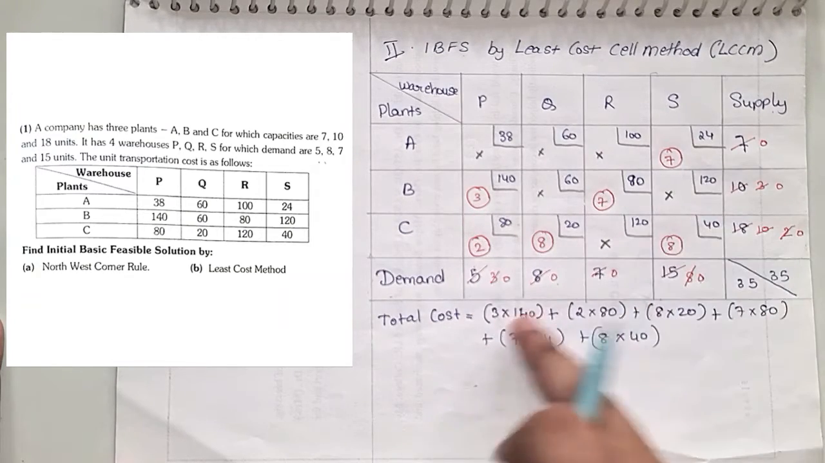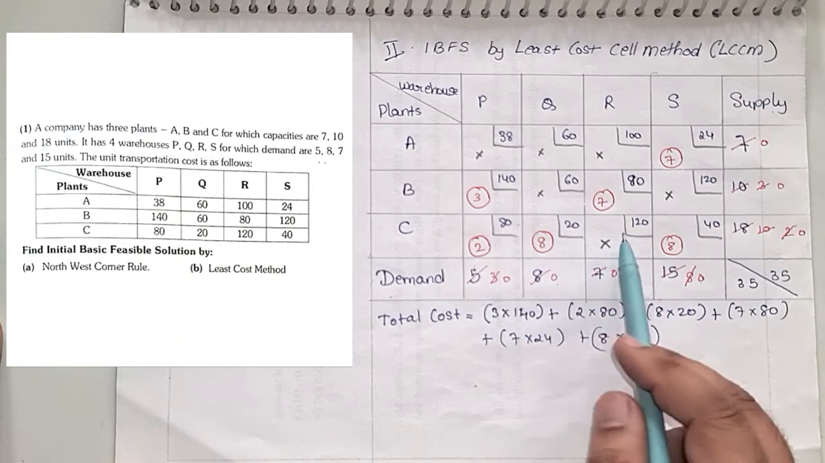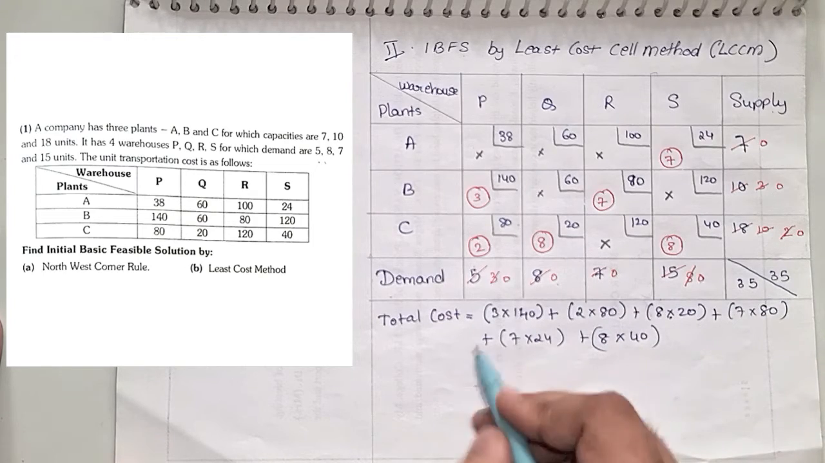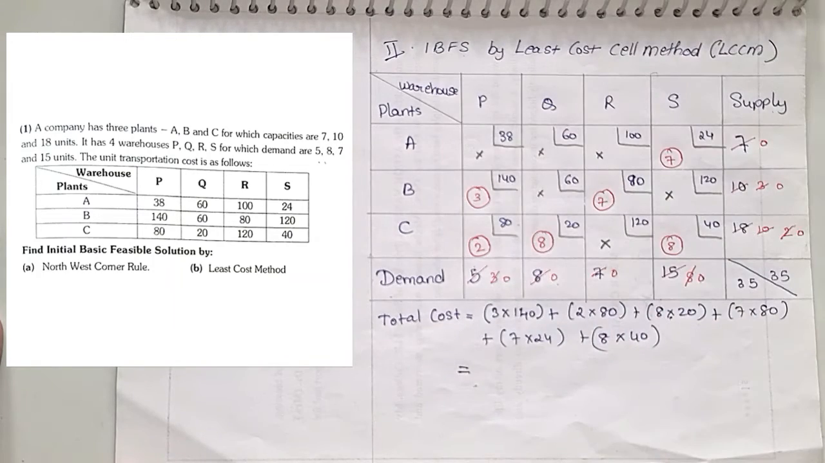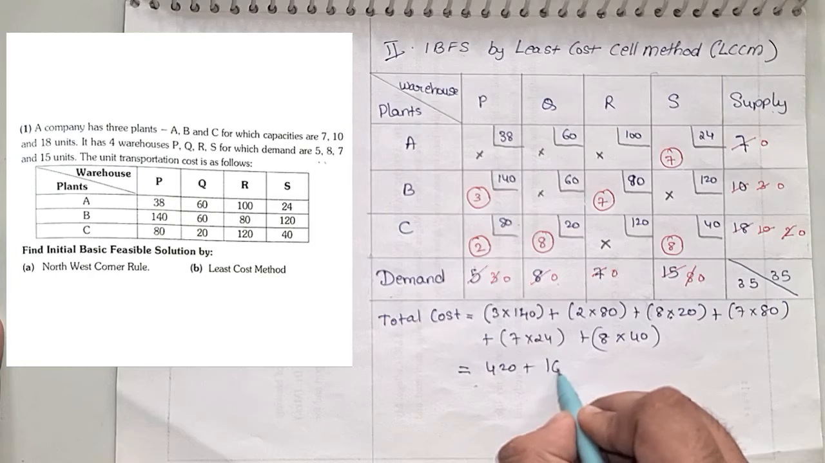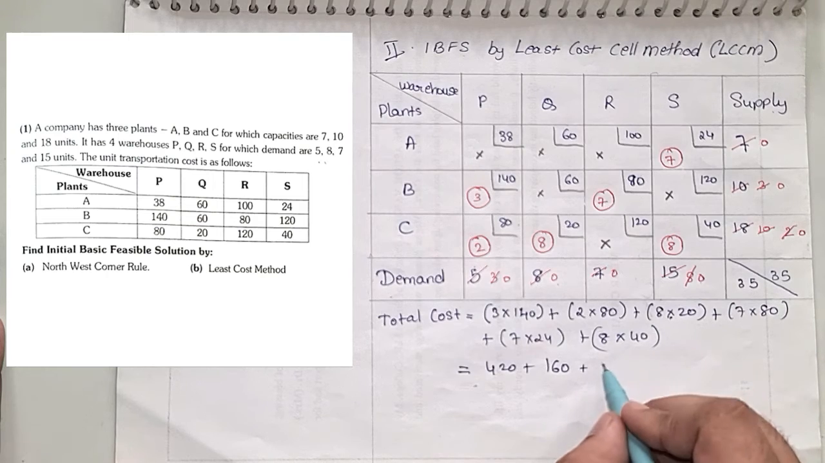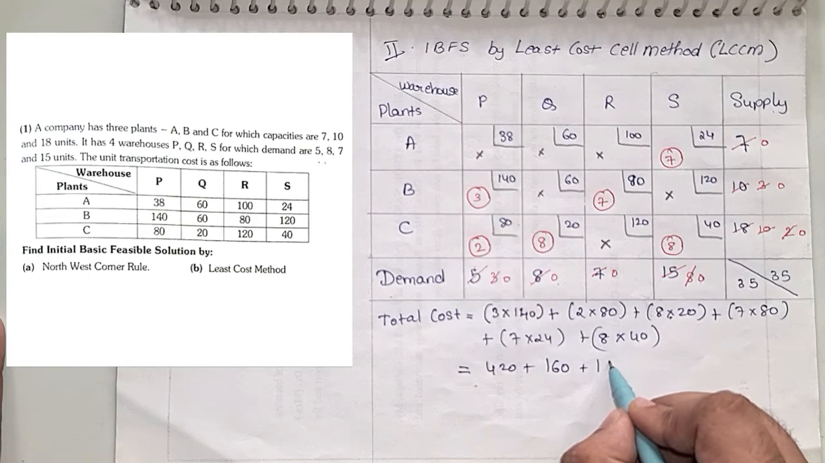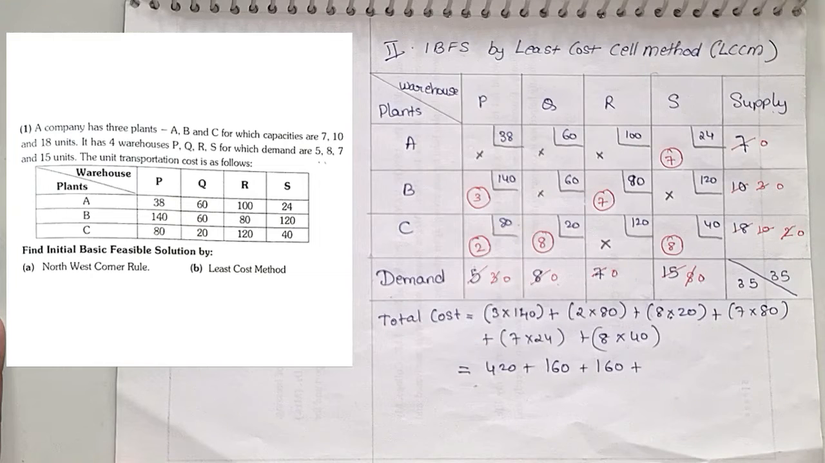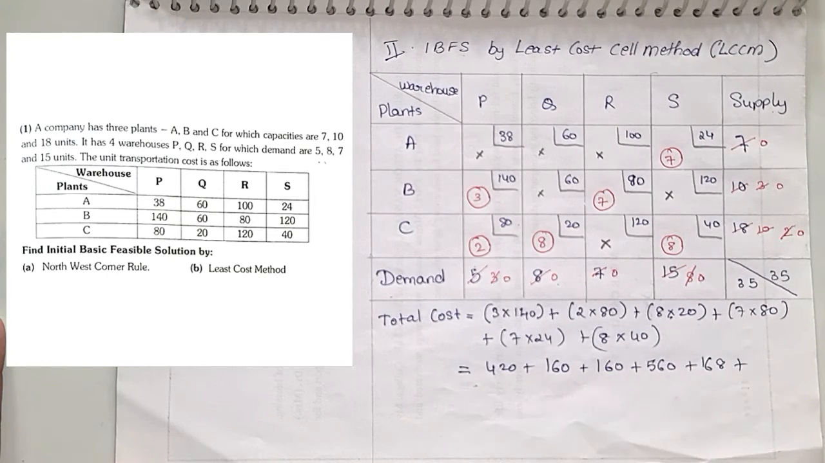So 1, 2, 3, 4, 5, 6. I thought I missed out a 1, but no, 1, 2, 3, 4, 5, 6, so 6 and 6. Okay, so all the values are done. Now we multiply and check the amount. 3 into 140 is 420, 8 2s are 160, again 20 into 8 is 160, then we have 7 into 80 which is 560, then 7 into 24 which is 168, and 8 into 40 is 320.